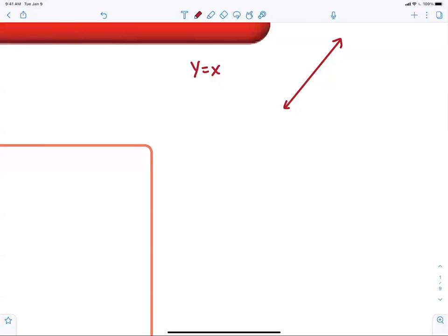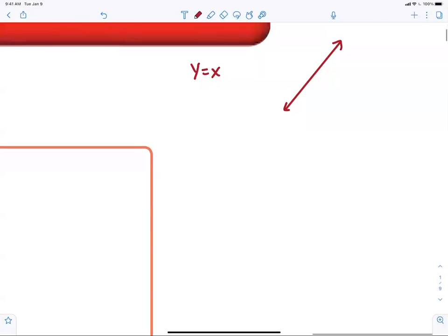What I want to do is make some notes for you. All right, so the end behavior, what they're talking about is, as X gets big, Y is doing what?